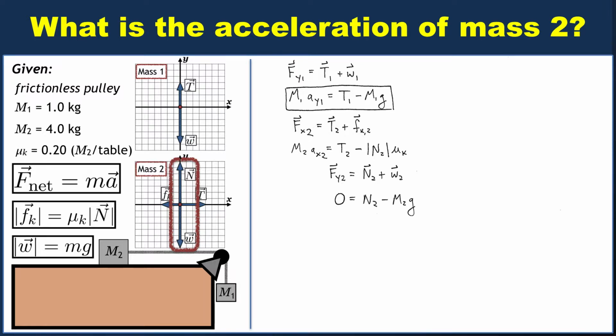Well, in this case, we know that the net force in the y direction on mass 2 has to be 0, right? Mass 2 is not accelerating up or down. It can't possibly be, or else it would move off the table or move down into the table. No way is that happening. Therefore, 0 equals the sum of N2 and the weight, which is negative m2 times g. All right, we can solve for N2.